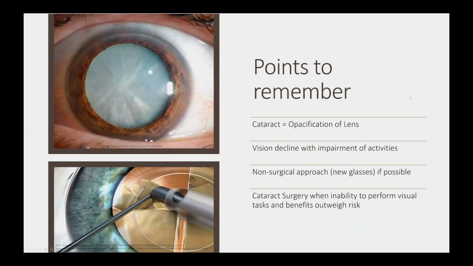So now, points to remember are that cataract is an opacification of the natural lens of the eye. It might be a splotchy opacification. It might be a dense white opacification, like I'm showing in this picture. Lots of different types of cataracts and appearances of that cataract. But all cataracts result eventually in vision decline.